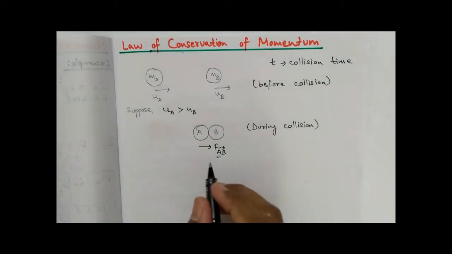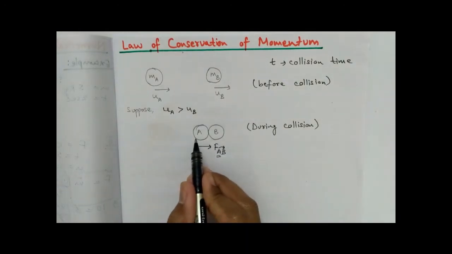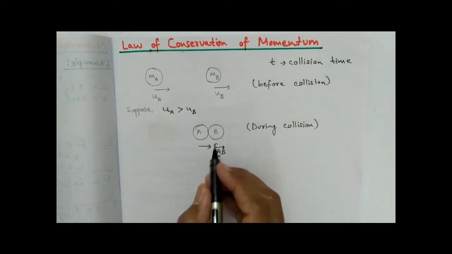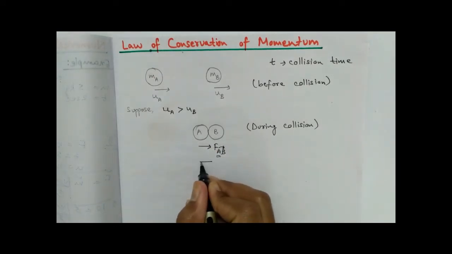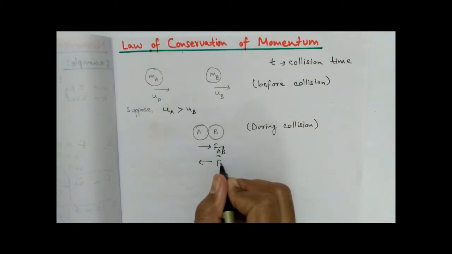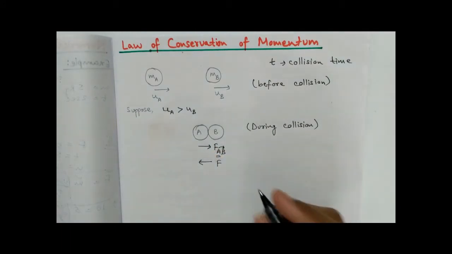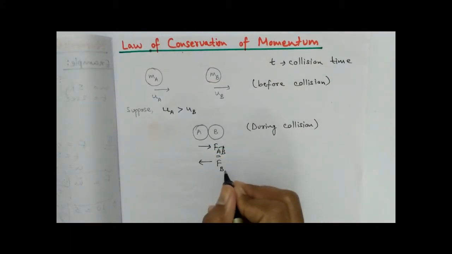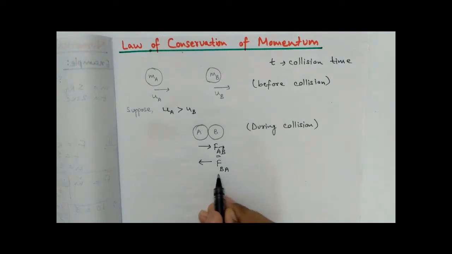So what will happen? We know that according to the third law of motion, since A had collided with B, B will also exert the same amount of force towards A. So in return, B will exert a force on A. This is the force exerted by B on A. This was the action force and this will be the reaction force.